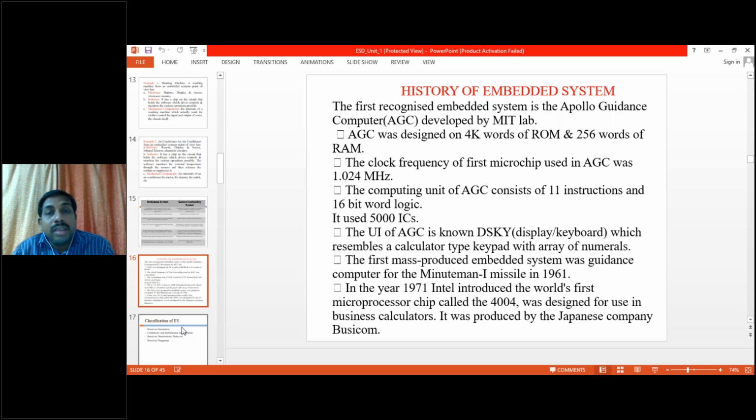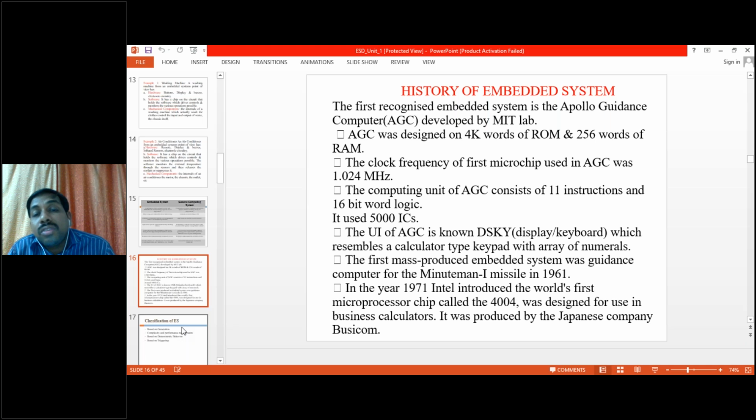If you see the prior designs, that is the history of embedded systems. The first embedded system designed was the Apollo Guidance Computer, AGC, developed by the MIT lab. The AGC was designed with 4K words of ROM and 256 words of RAM. The clock frequency of the first microchip used in the AGC was 1.024 megahertz. The computing unit of the AGC had 11 instructions and 16-bit word logic. The design used 5000 ICs.